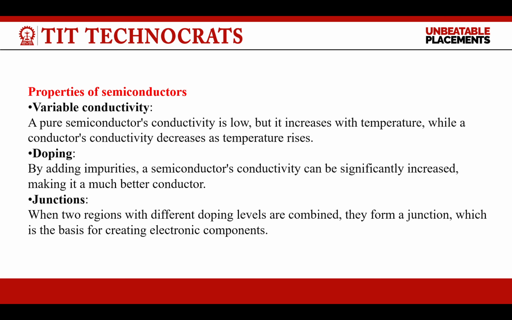Properties of semiconductors are: the first property we can define as variable conductivity, which is low, but it increases with temperature, while a conductor's conductivity decreases as temperature rises. The second one is doping. By adding impurities in the semiconductor, conductivity can be increased, making it a much better conductor. The third one is junction. When two regions with different doping levels are combined, they form a junction, which is the basis for creating electronic equipment.